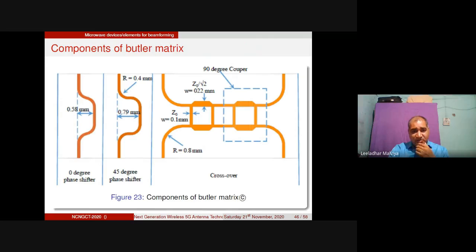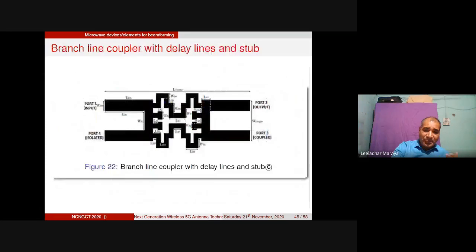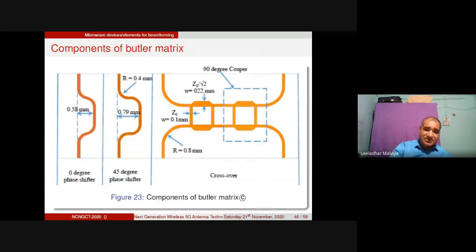Except these components, we have another component of beamforming, that is the phase shifter, right? Depending on the shape, you can find out the phase shift. So if you combine the hybrid couplers and the phase shifters, you can definitely find a crossover here. Crossover is the most important part in switched beamforming or switching beamforming networks, right?